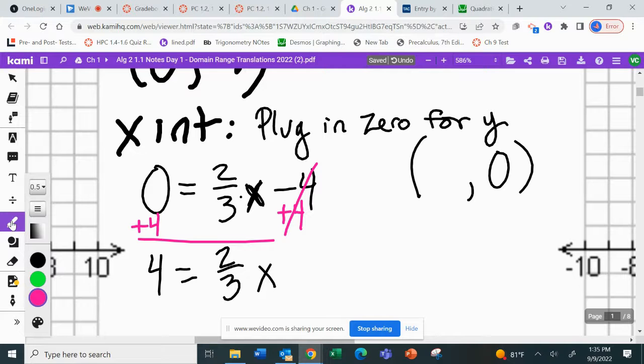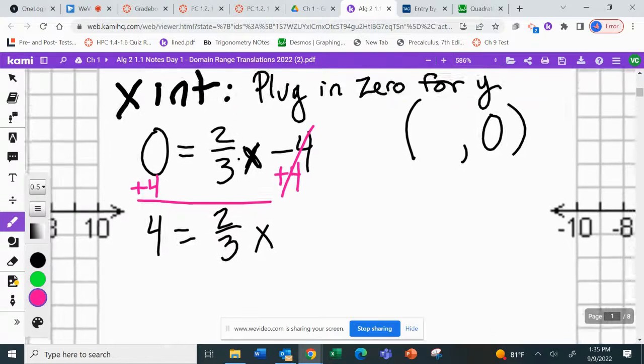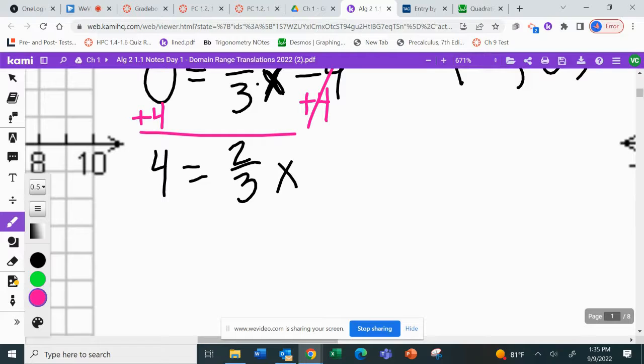Okay. So now we need to cancel out the 2/3 and make it into 1x. So we need to undo multiplying by 2/3. Let me say it again. We're going to undo multiplying by 2/3. You can do this in two separate steps. You can also do it in one step. So I know somebody out there said times by 3. You can do that. I'm going to do it in one step. You can do it in two separate steps.